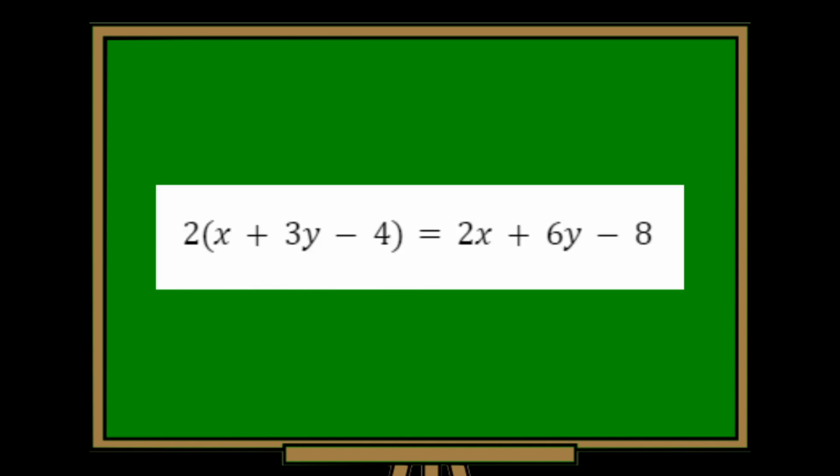An example of this is this equation right here. I have 2 times the quantity x plus 3y minus 4, and that is equal to 2x plus 6y minus 8 if I distribute the 2 like so. Or you could think about it the reverse way as well, where I start with 2x plus 6y minus 8, and I factor out that 2.